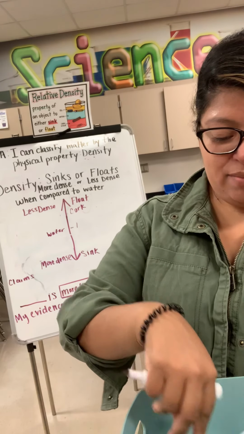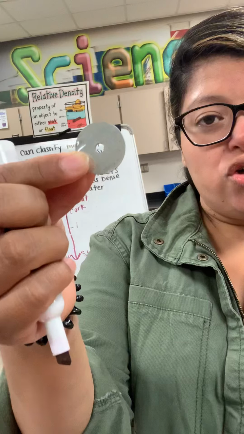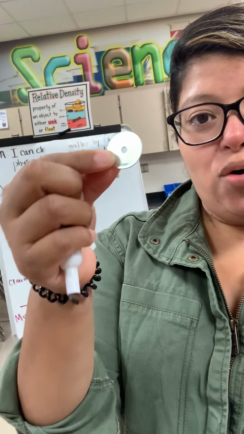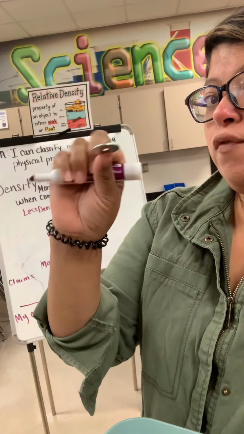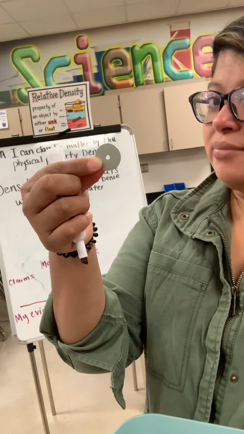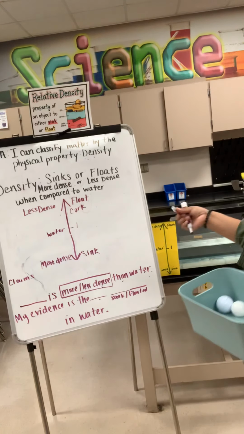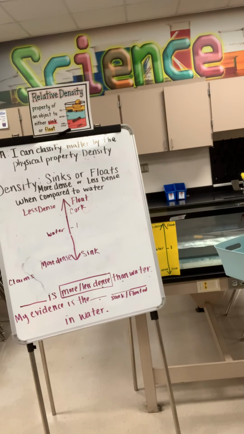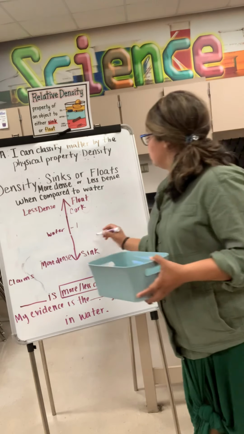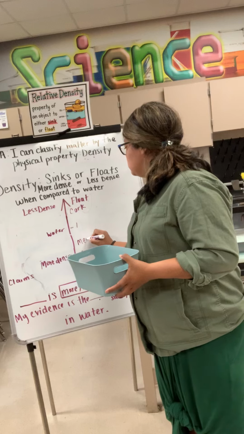Our next item is a metal washer. So do you think a metal washer is going to sink or float? Now let's test it out. So the metal washer sank. So it is more dense than water.